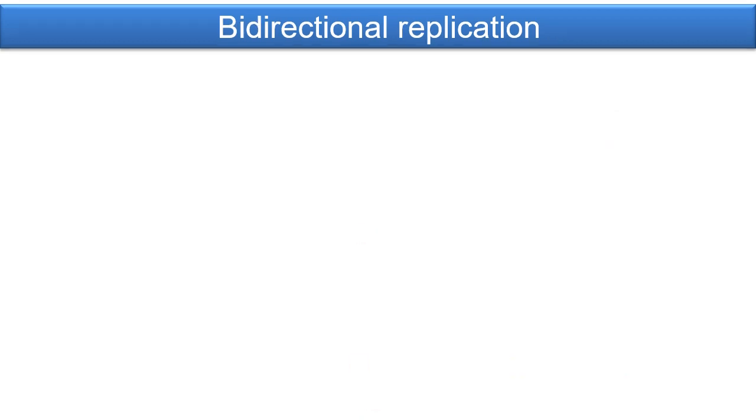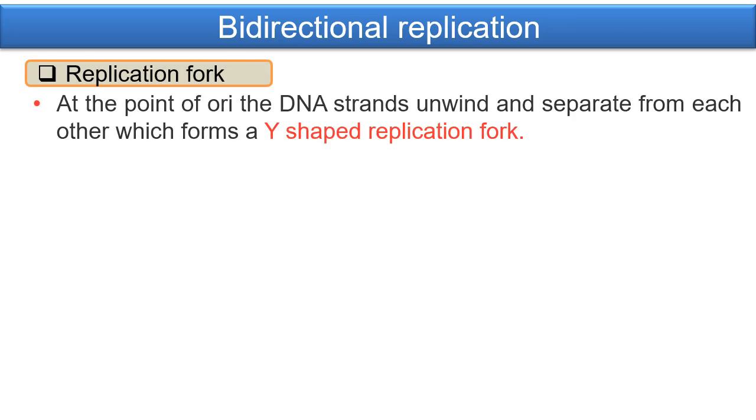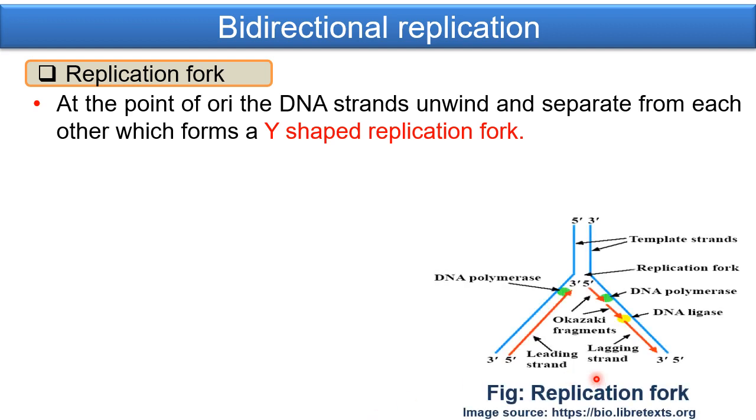Here I am showing the replication fork. As I have told earlier, the DNA strands unwind at the point of ori or origin. This separation leads to the formation of a Y-shaped structure called a replication fork, as it takes the shape of a fork also. Here I am giving the structure of a replication fork. The strands in blue color are the template strands, and the red color here is showing the ongoing replication process for the formation of new polynucleotide chains.